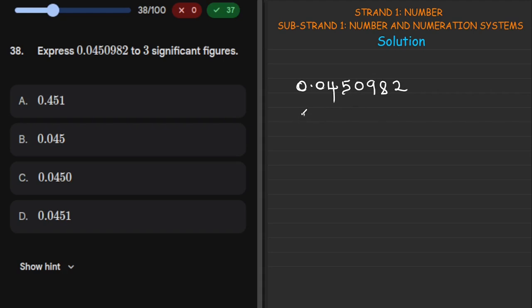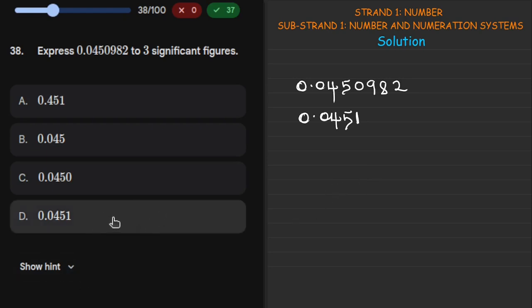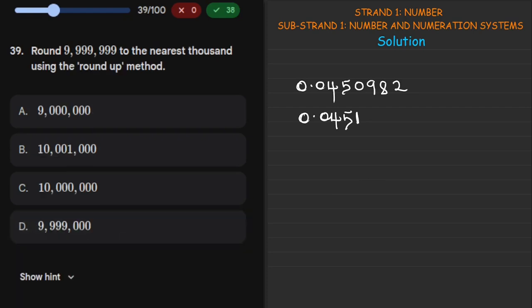So we have 0.450, then the 0 here becomes 1 because our decider is 5 or more. So our answer is 0.451.